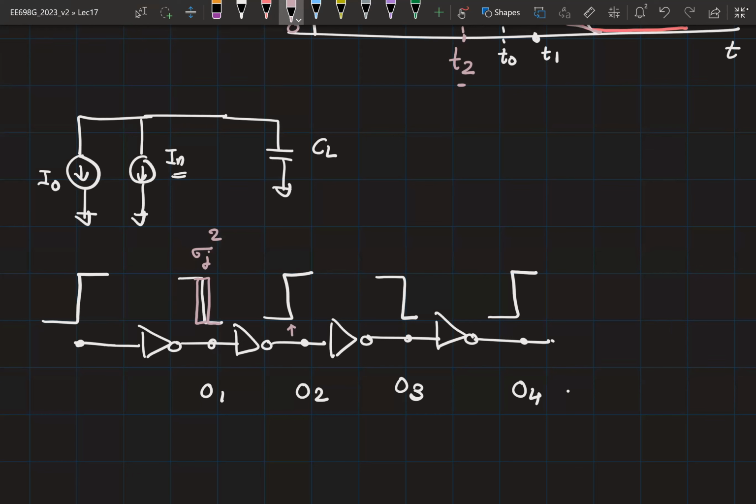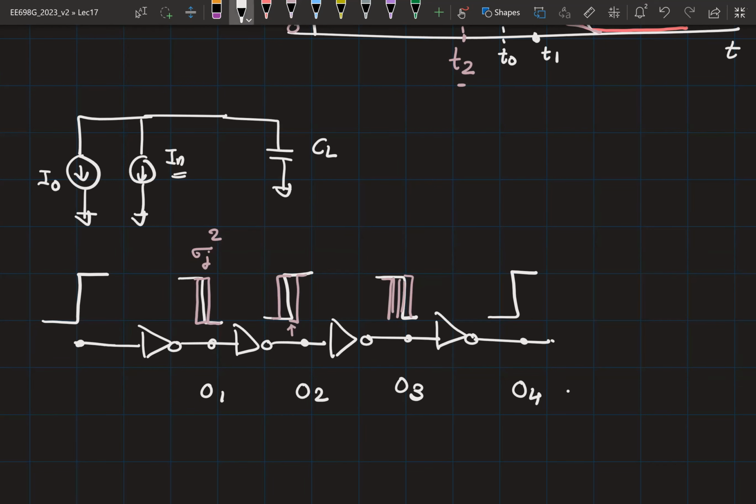It will be larger. Why? This is assuming that the events that cause this jitter are independent of each other, for example, thermal noise. It will be larger simply because the edge reaching here already has a jitter. On top of it, the inverter will add some more jitter. Therefore, you can expect it to increase. So this edge, you will see a larger standard deviation. This will see an even larger standard deviation, etc.